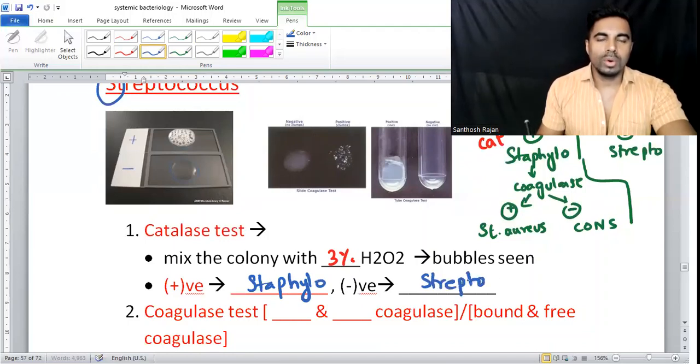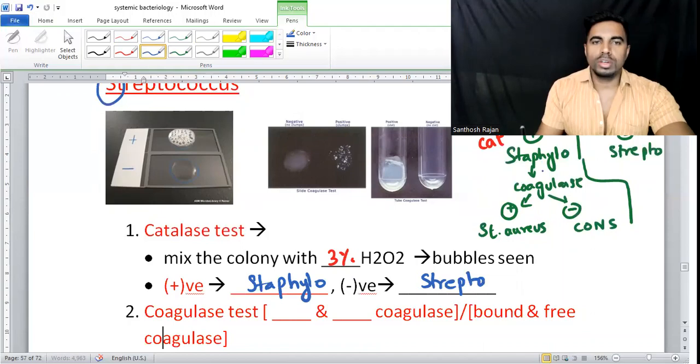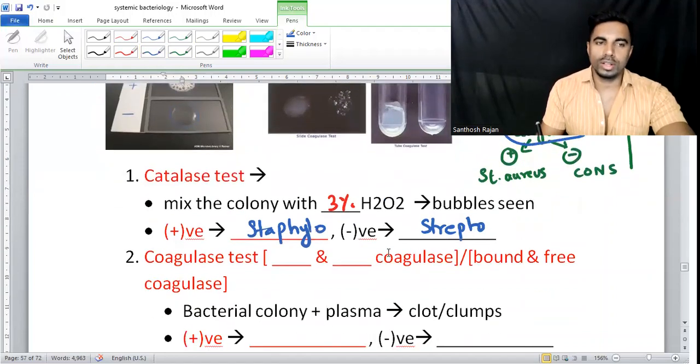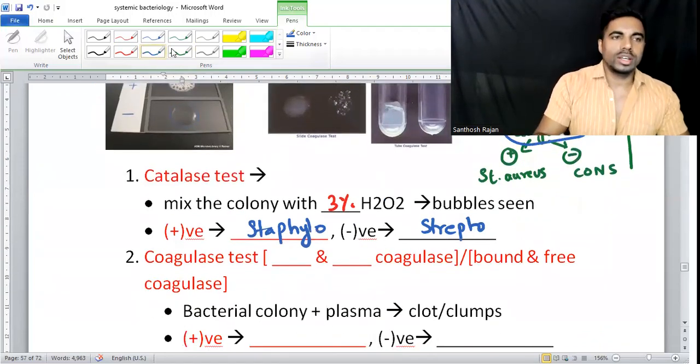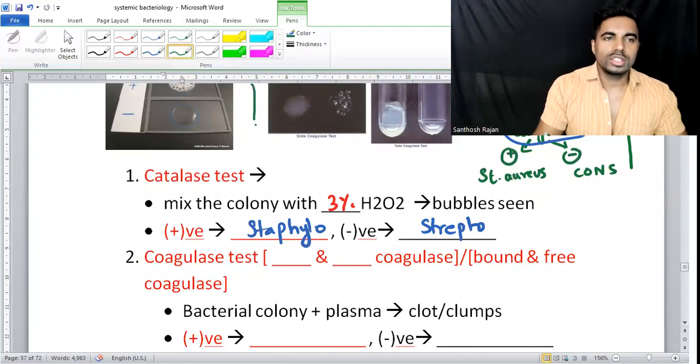That's it. Now, another test: Staphylococcus aureus should be differentiated from other staphylococcus. What test do you do? Coagulase. These are the tests you're seeing here. The first one is catalase, and for coagulase we have two things: a slide and a tube coagulase.